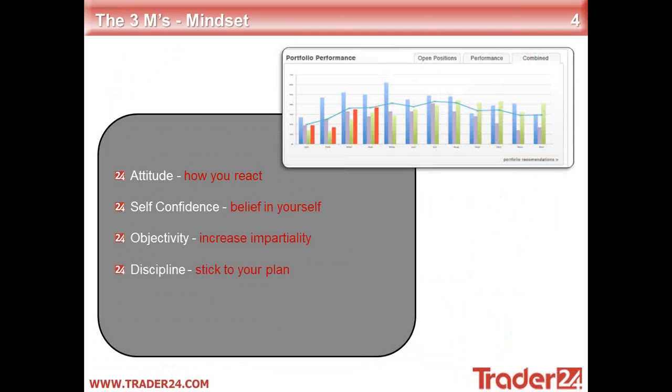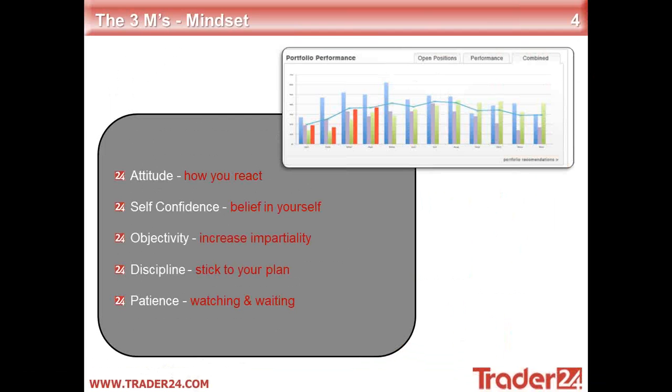All right, discipline, as I said: you want to stick to your plan. Don't veer off it. If you set yourself a stop loss at 2%, and you then decide to move it down to 4%, chances are the 4% will get hit anyway, and you're going to just end up kicking yourself.